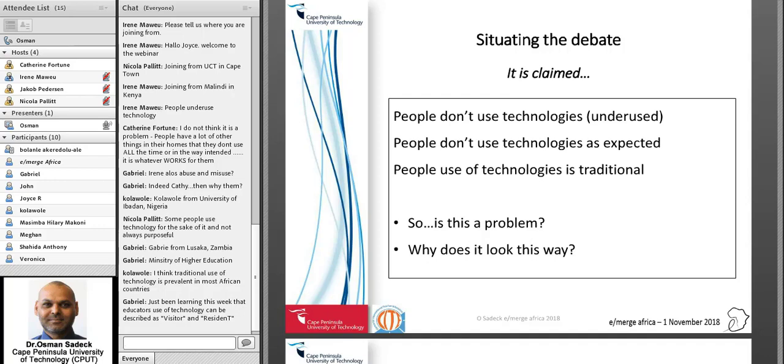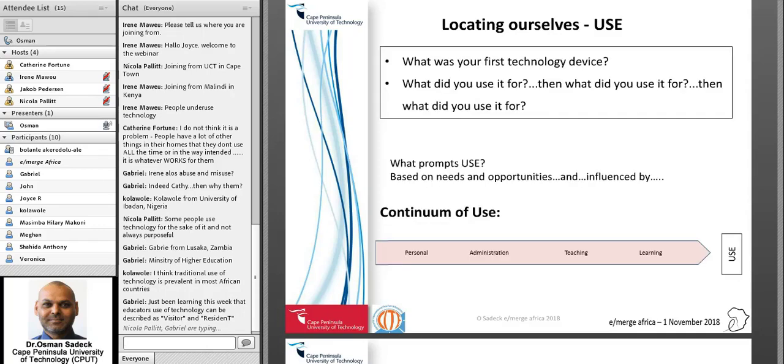And so we find that these things start becoming part of the debate as to whether we use the technology or underuse it, whether we use it the way they expect it to be used, that they've read in a book: if you do this, this will happen. And of course, they say, but you're just using it in very traditional ways. But I'm moving on to the next slide now, to actually try to locate ourselves.